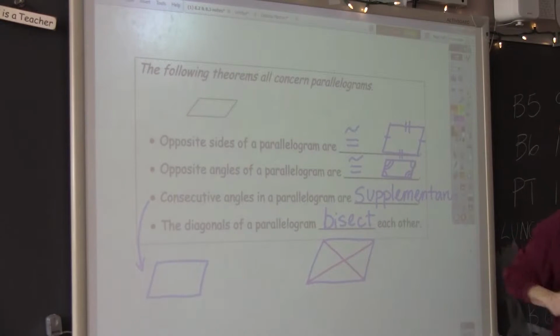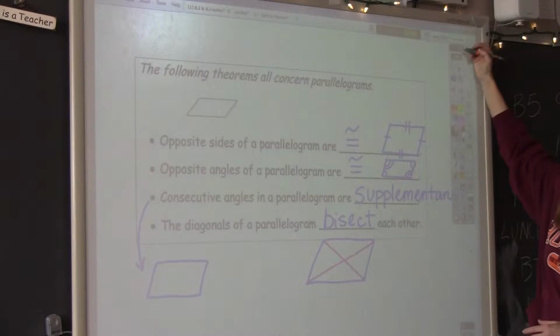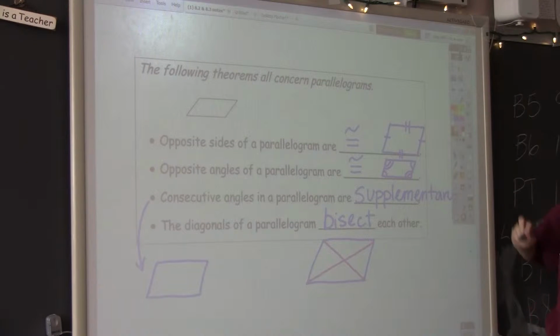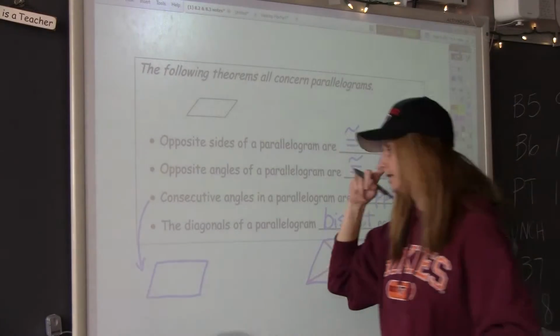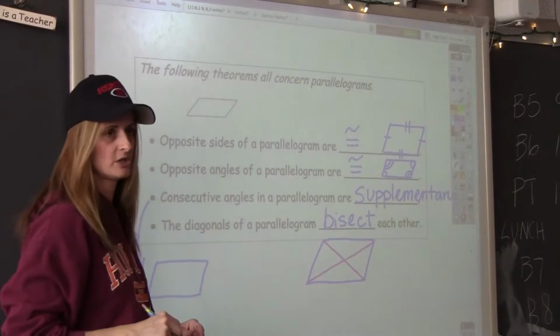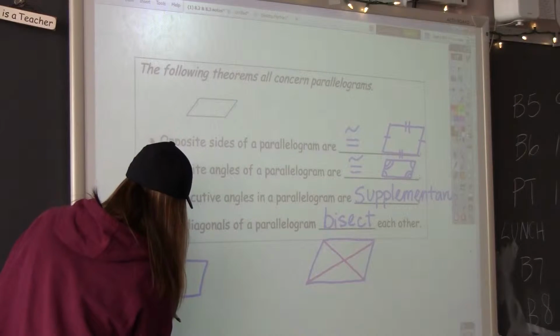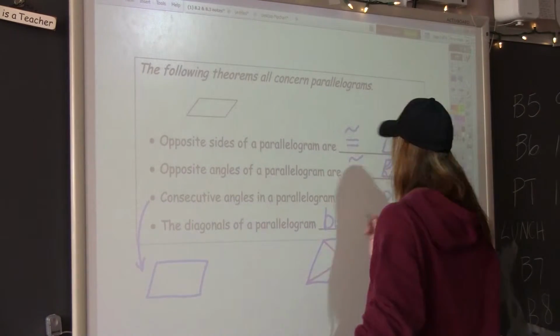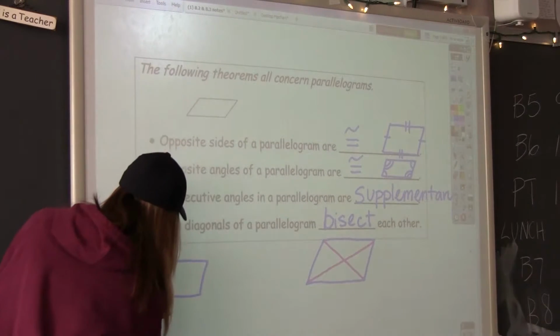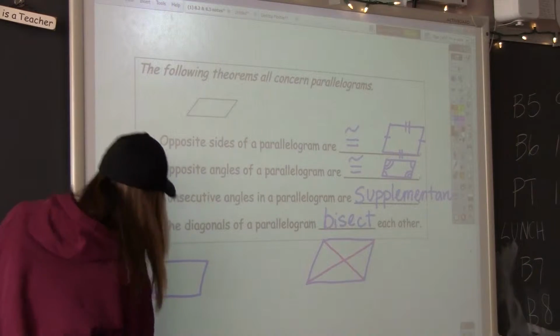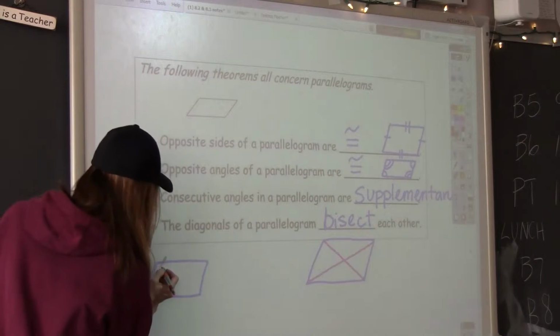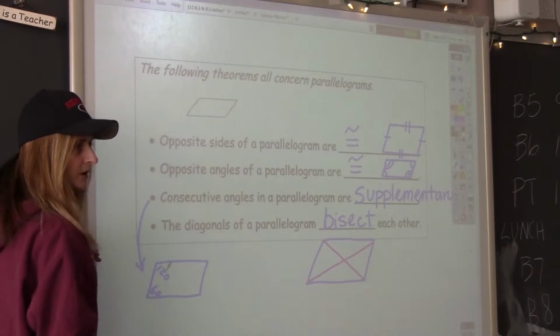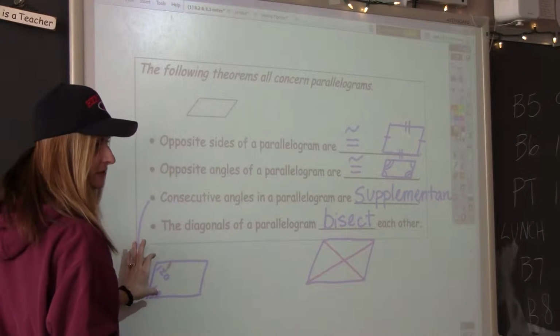Consecutive angles in a parallelogram are supplementary. Kind of ran over that word. Okay. Consecutive, it's right next to each other. So this angle, actually, I'm going to draw some numbers in there. Does that feel like it? This angle is 60. The measure of this angle would then be 120. Right next to each other, consecutive.